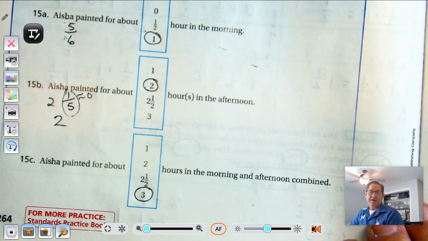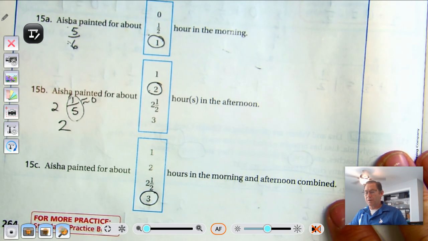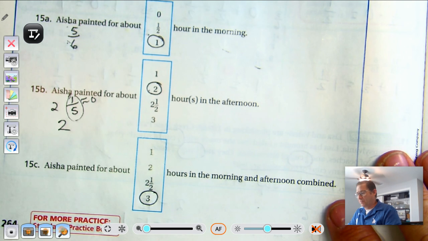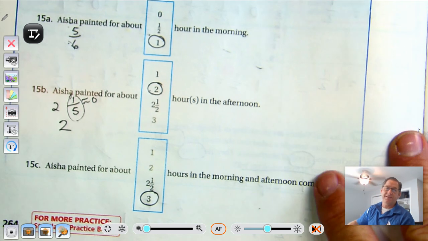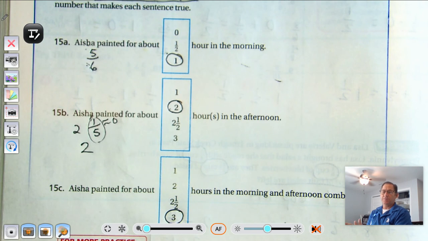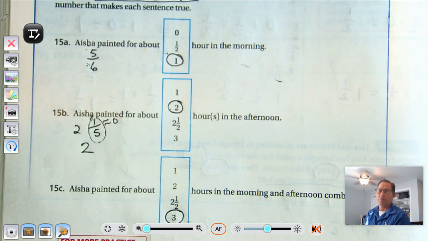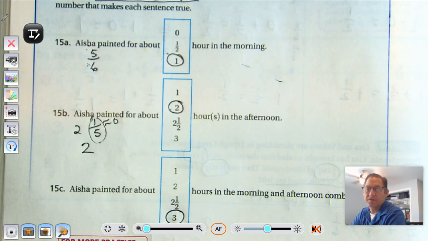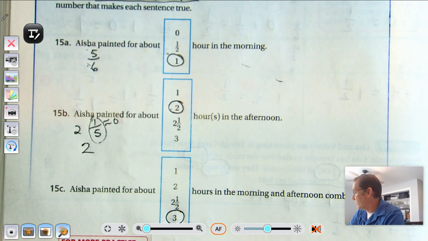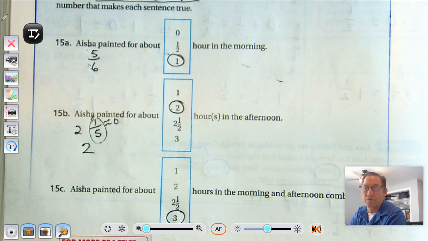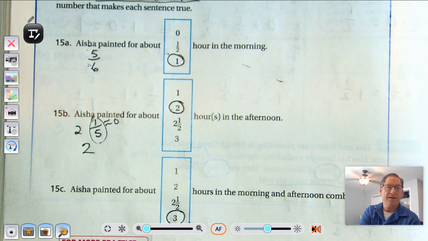Okay. So that's our work on estimating. And the reason that's going to be helpful for us is to see if our actual sums and differences are reasonable when we are adding or subtracting fractions with unlike denominators. So in our next lesson, we'll be working on factors that are multiples to form a product using fractions. So until then, I will see you soon.